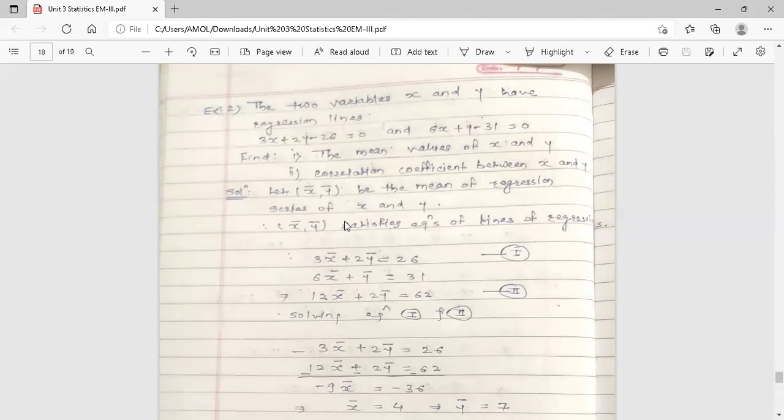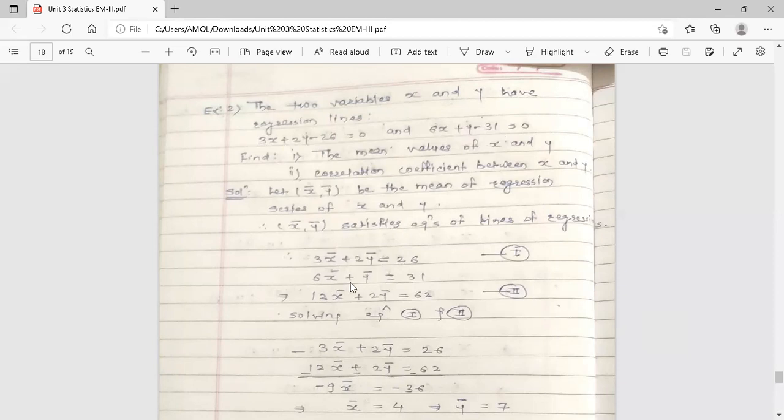So we can replace x and y by x bar and y bar in both the regression lines. 3x bar plus 2y bar minus 26 is equal to 0, means 3x bar plus 2y bar is equal to 26. Second equation, 6x bar plus y bar minus 31 is equal to 0, means 6x bar plus y bar is equal to 31. Now solve these two equations.